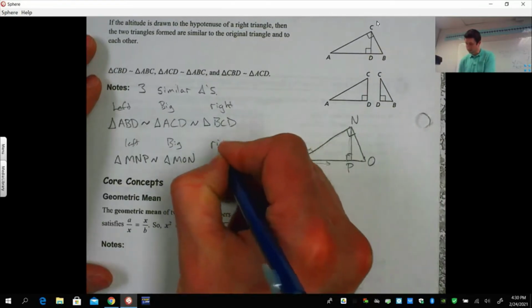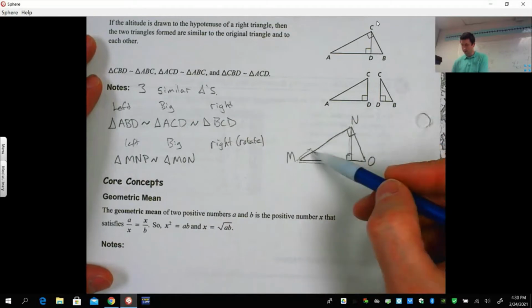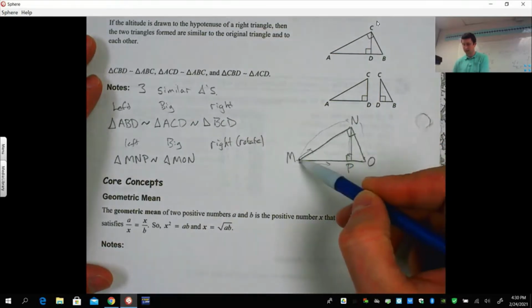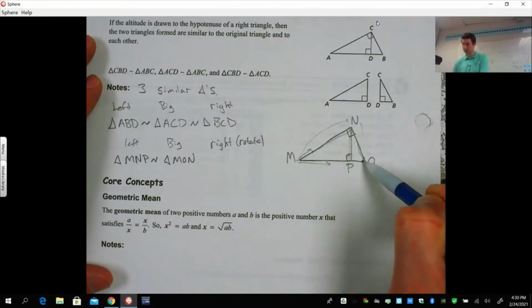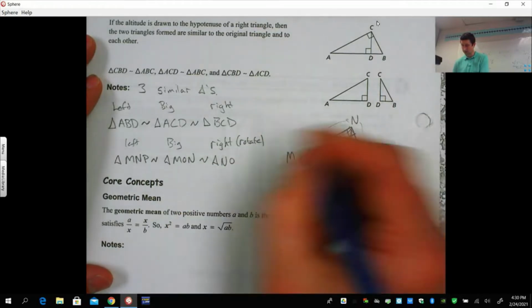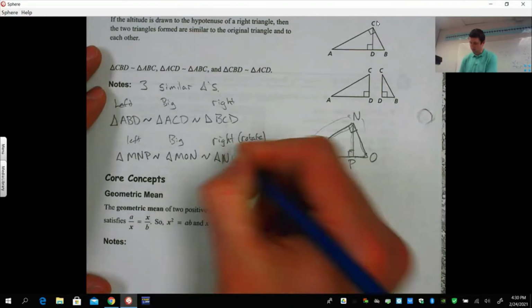And then the right side, we need to rotate up. Okay, so M matches up with N, and then we're going to go down here because we went to the hypotenuse first. Hypotenuse first for the little triangle, then the short side. So that is similar to triangle NOP. Okay, we'll practice that some more later on.